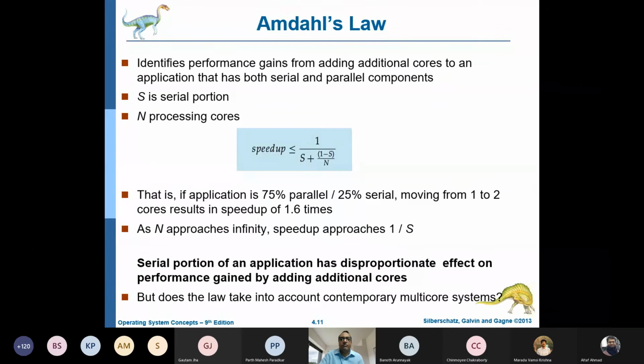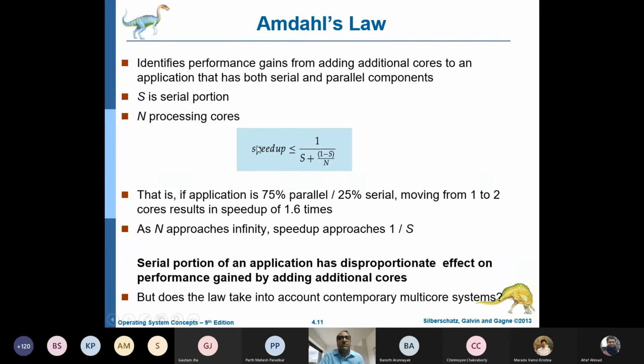So in the context of these multi-core systems, there is one result known as Amdahl's law. It indicates what will be the speedup on multi-core systems, what is the maximum or optimal speedup that can be attained on a multi-core system.